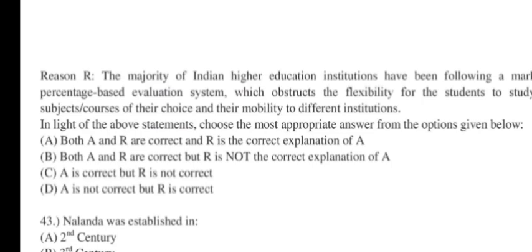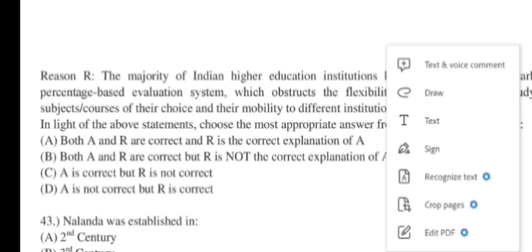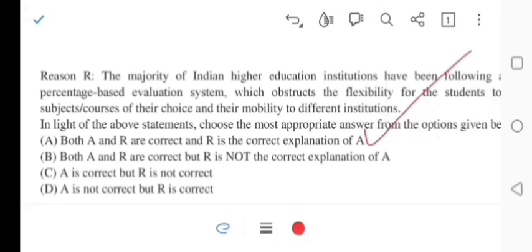Options: A, both A and R are correct, and R is the correct explanation of A. B, both assertion and reason are correct, but R, reason, is not the correct explanation of assertion. C, assertion is correct, reason is not correct. D, assertion is not correct, and reason is correct. For 42, the correct option will be both assertion and reason are correct, and reason is the correct explanation of assertion.